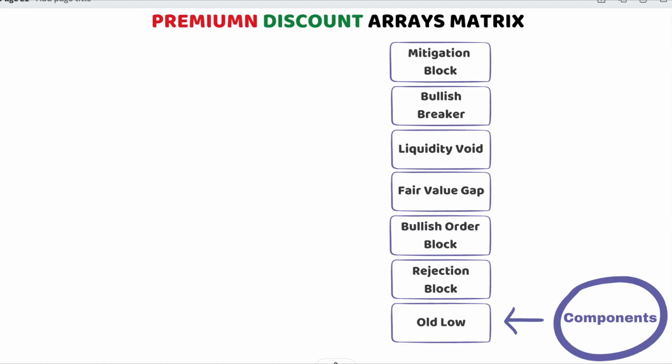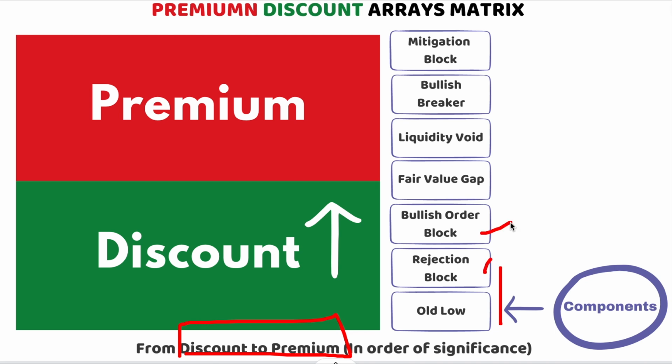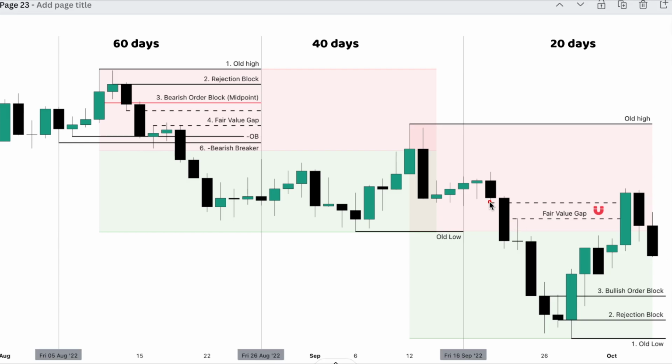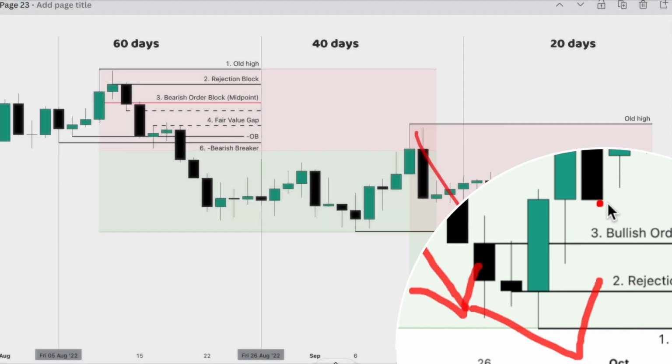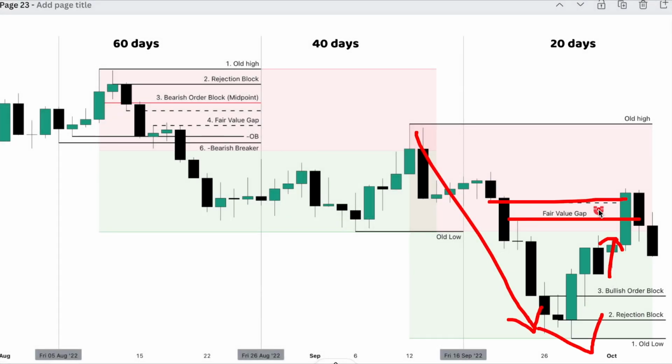But before that, let's look at our PDArray matrix from the perspective of from discount to premium. We start with low, rejection blocks, bullish order block, fair value gap, liquidity void, bullish breaker, and bullish mitigation block. So as mentioned earlier, we have our fair value gap. Once the price drops down to our discount level and we have our confirmation swing low formed, and the price is showing signs that it wants to go higher to rebalance this inefficiency right over here, and the price also is attracted to our bearish order block right over here.